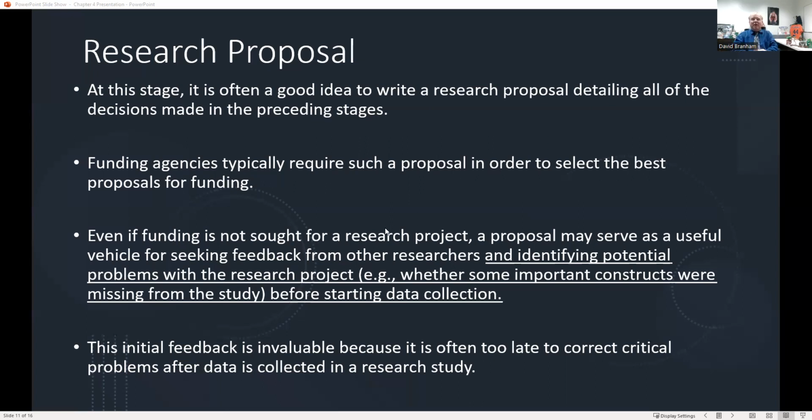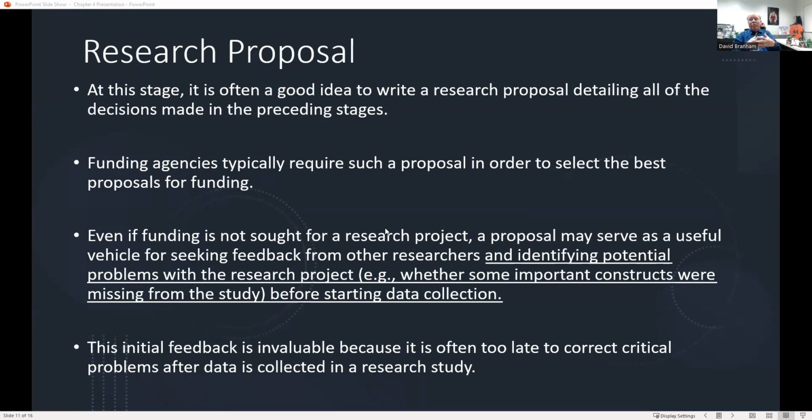That is a great thing, because once you get past the proposal stage and then you get into that actual analysis, making mistakes during the analysis will have high costs. So even if funding isn't sought for a research project, a proposal may serve as a useful vehicle for seeking feedback and identifying potential problems with the research project.